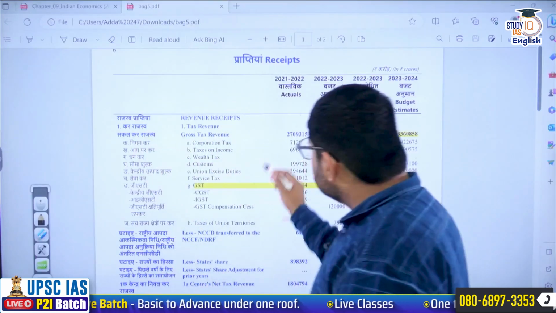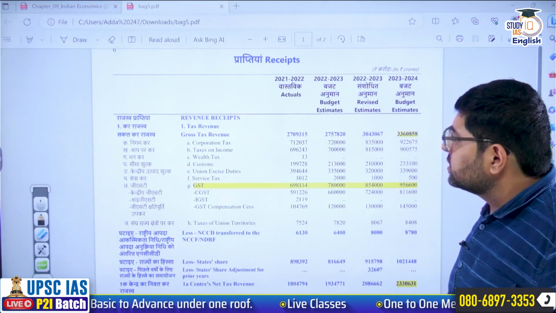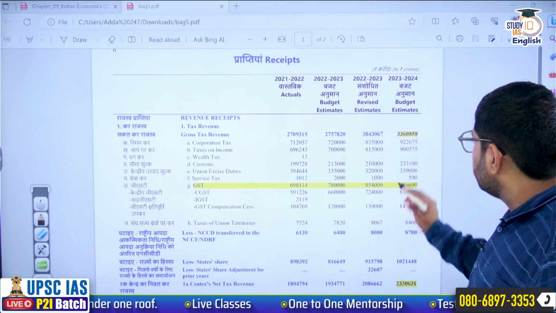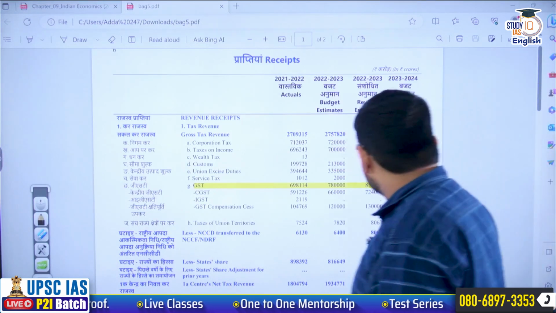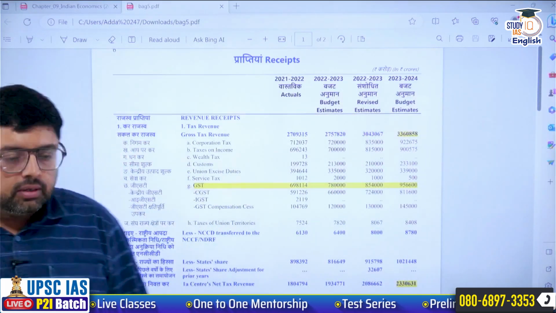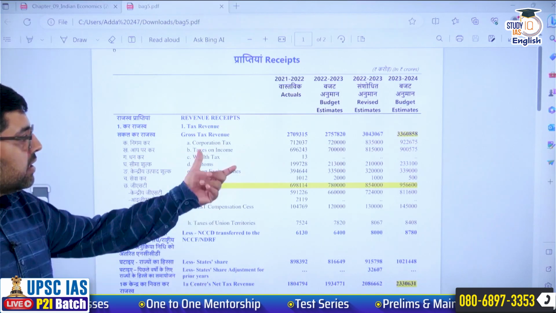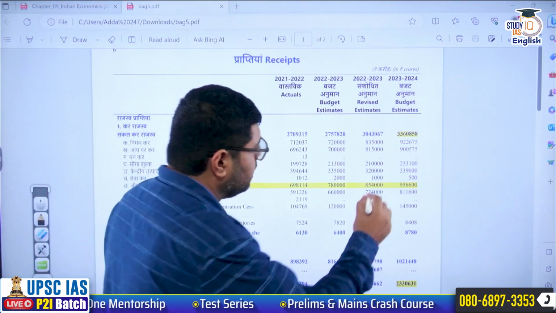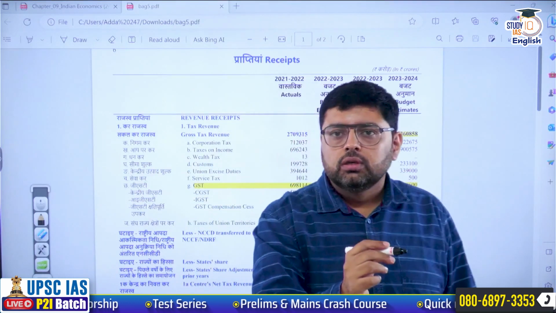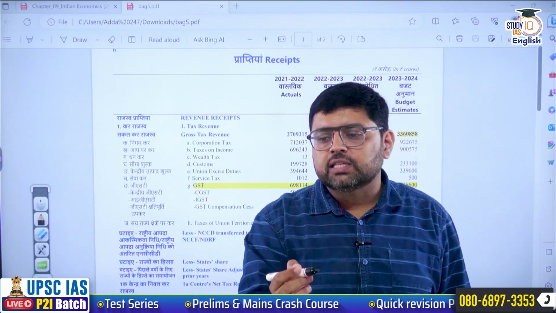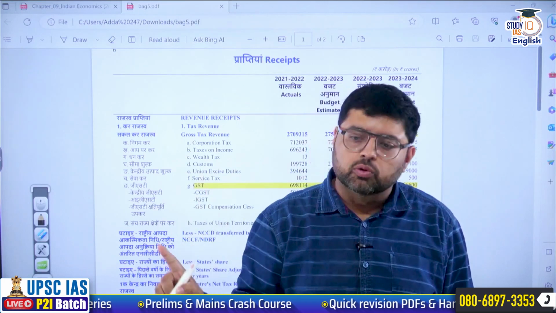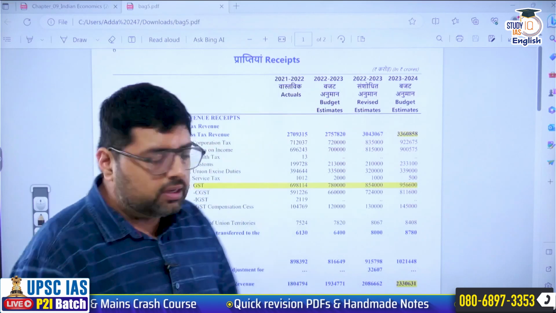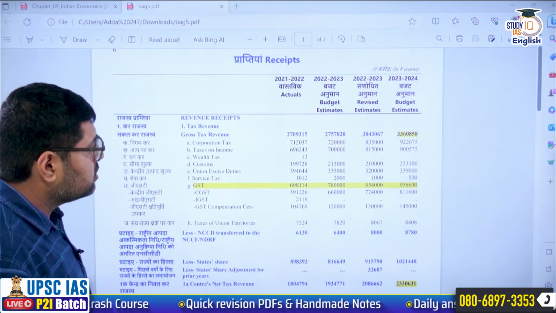But before that, we will see under direct tax which tax is more, corporate tax or income tax. If you see, corporate tax is around 9,22,000, whereas income tax is around 9 lakh crores. So if a question comes, whether corporate tax is more or income tax is more, your answer will be corporate tax is more, as per these estimates. Clear? This is what you have to remember.